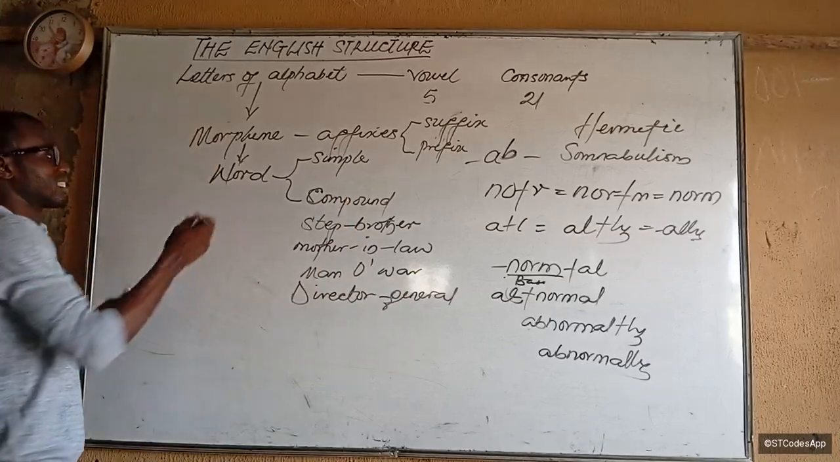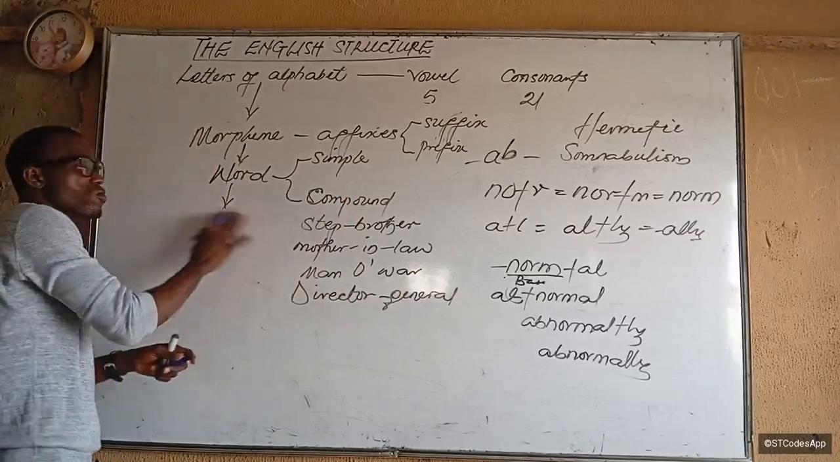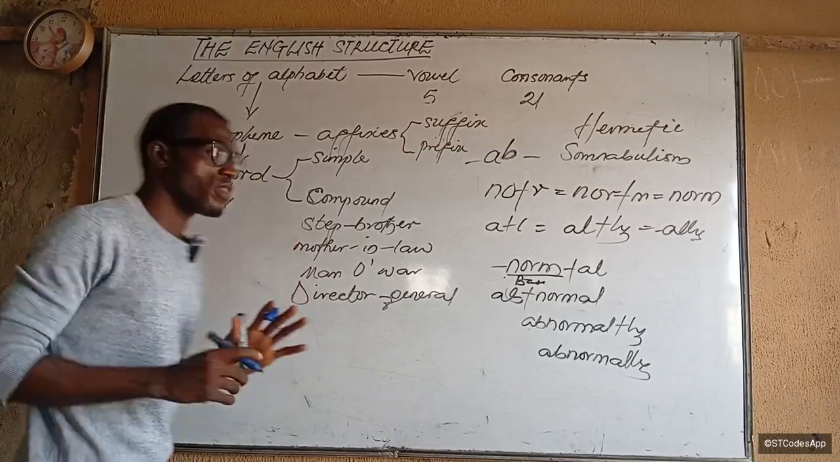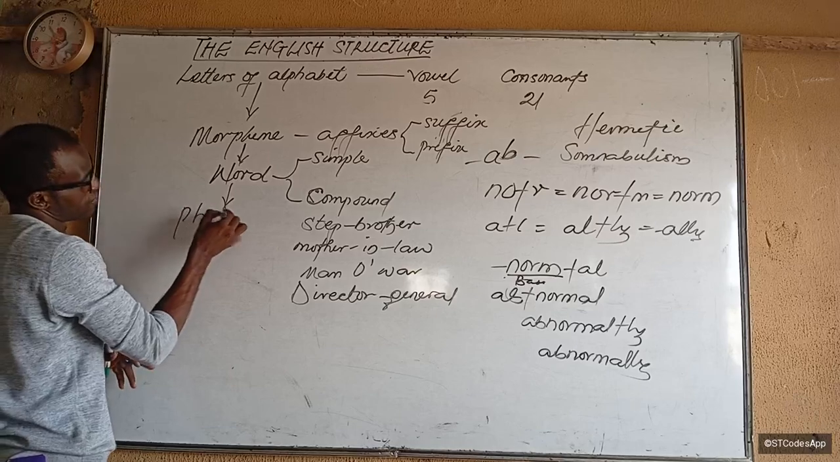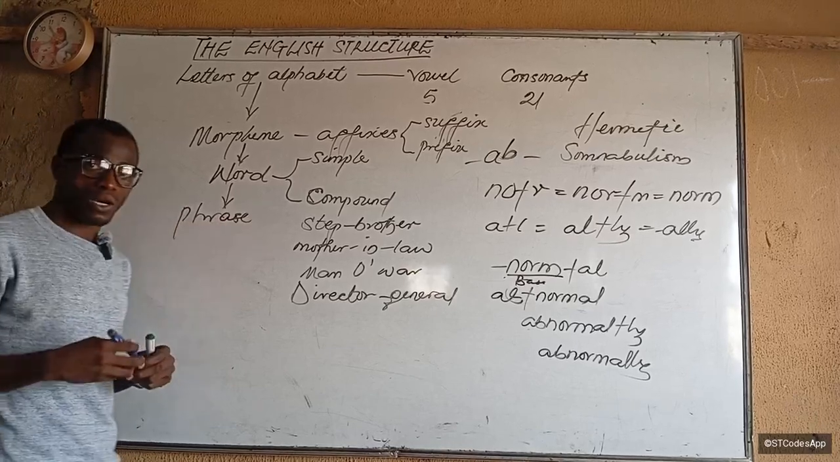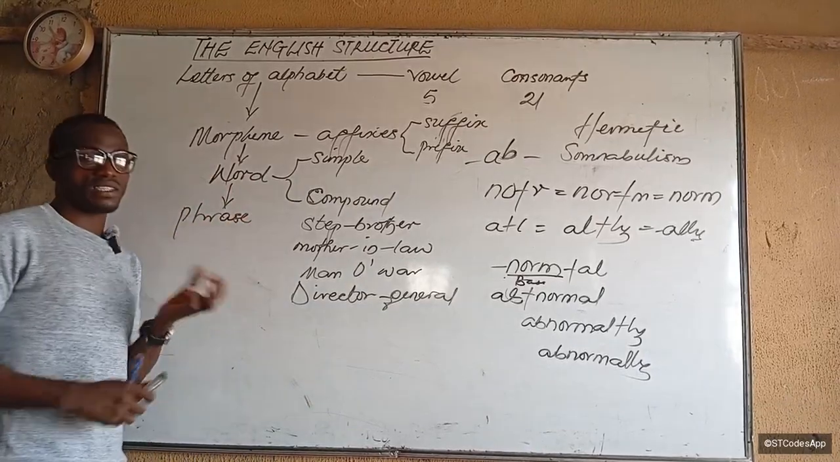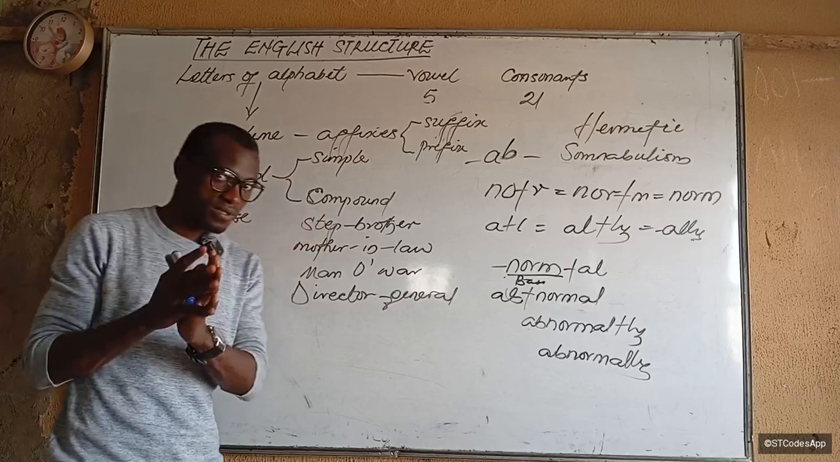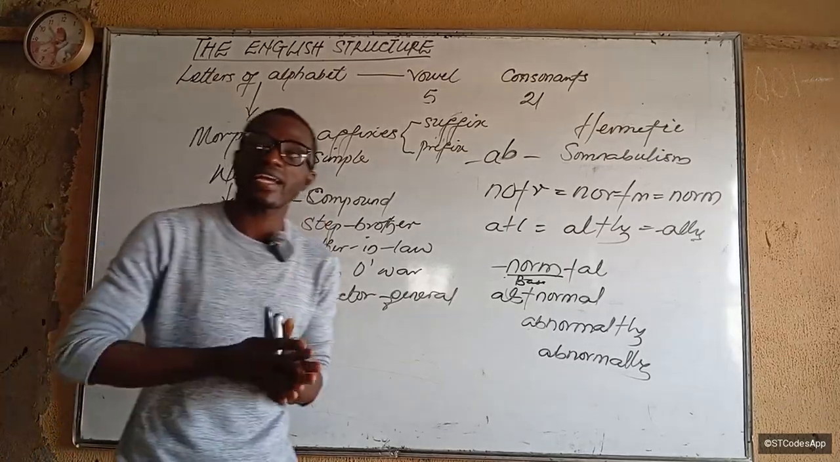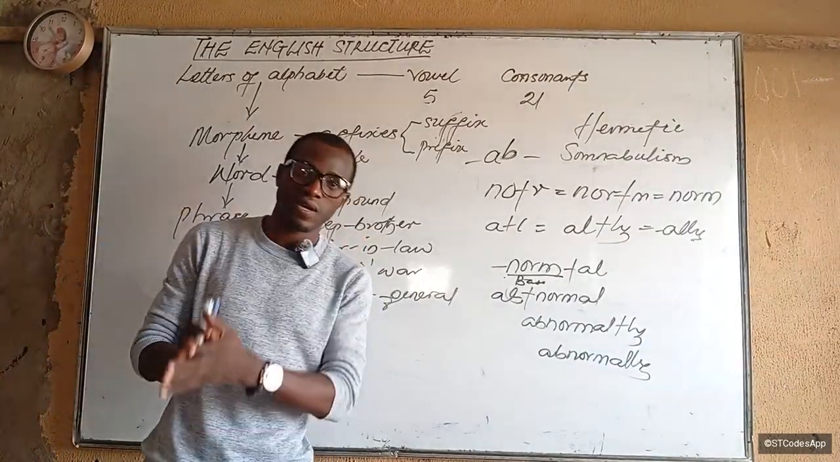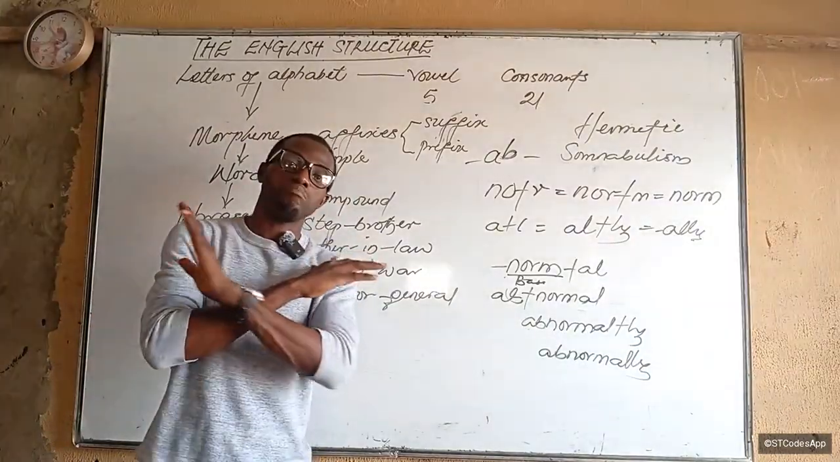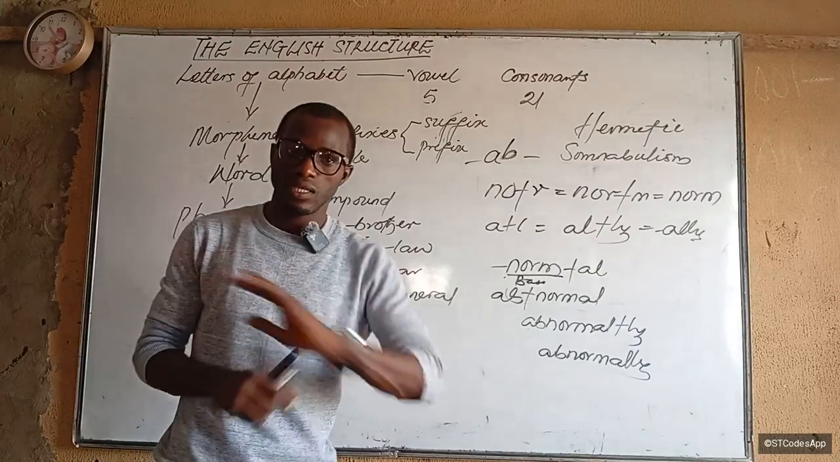Now, when we combine words together, make sure you are taking note, okay? When we now combine words together, what do we make? If you combine words without a verb, what you make is called a phrase. And that's what we're going to start from. We're going to talk about a phrase soon, in the next video. Now, what is a phrase? A phrase is basically a group of words that contain no finite verb. So there is no finite verb. Since there is no verb, it is meaningless. For that reason, it's a phrase.